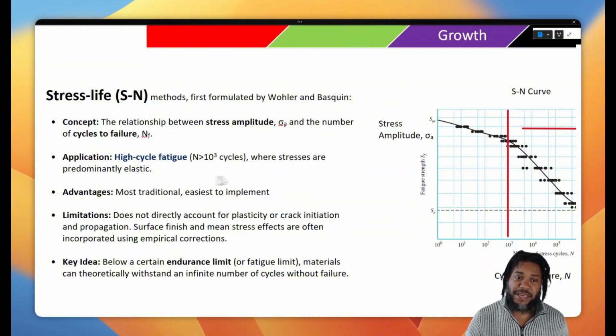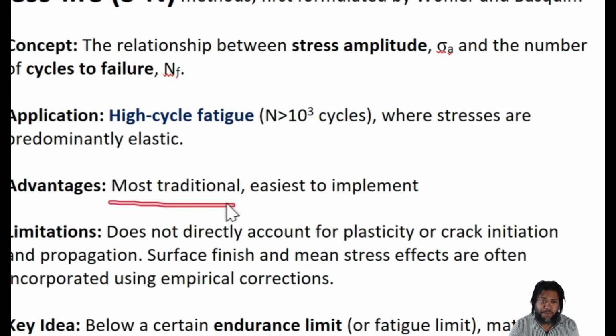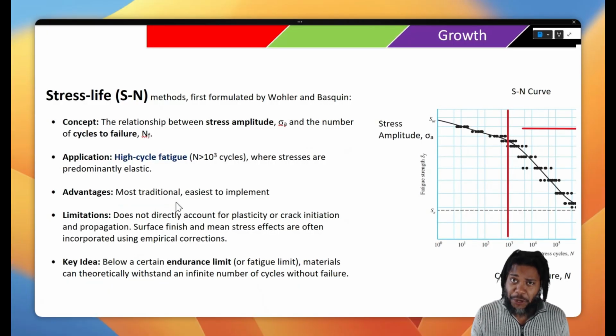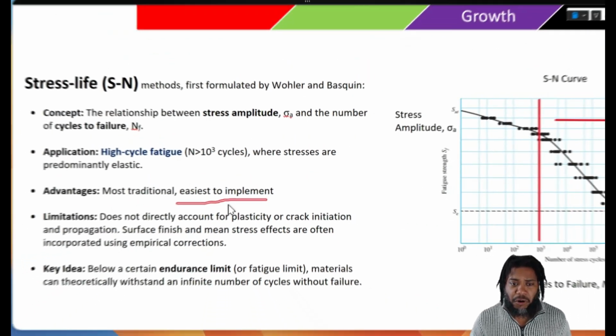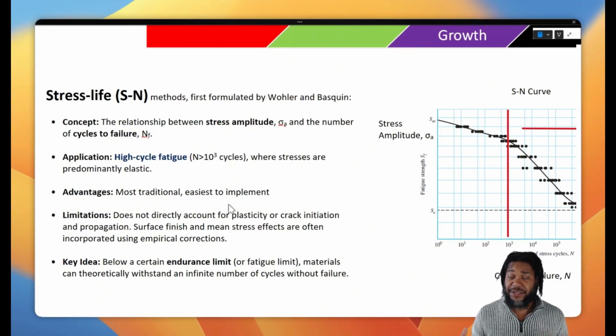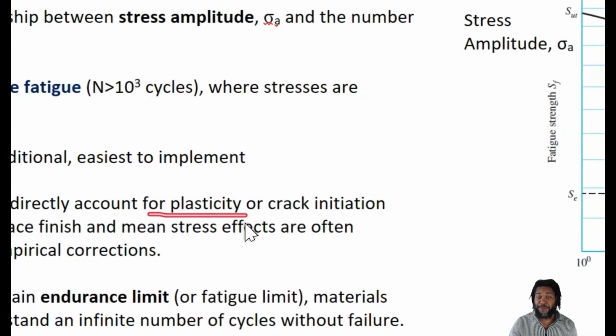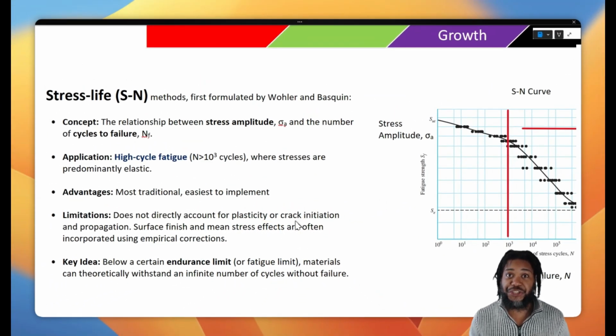The advantage of this method is that it is the most traditional. It's the original OG method, and it is the easiest to implement. There also exists a lot of data for materials because this has been around for 100 years. The main limitation of this method is it doesn't account for plastic deformation or crack initiation and growth because it's not measuring anything in the vicinity. It's not controlling anything in the vicinity of those things.